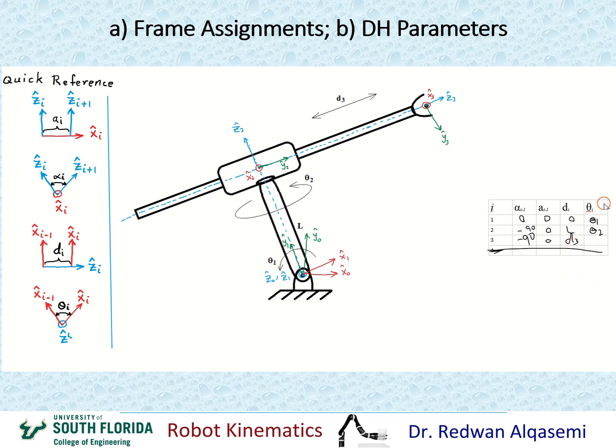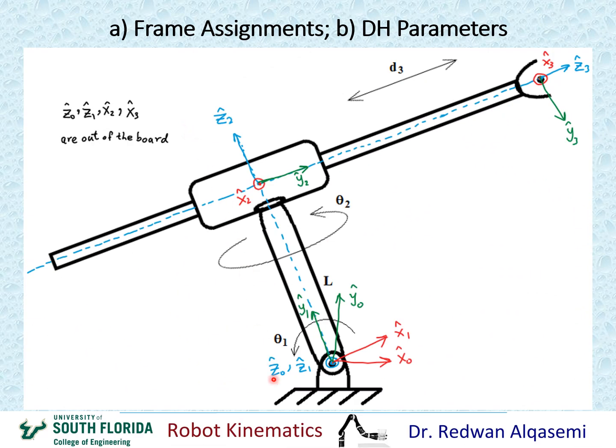And the last thing is theta 3. So I'm going to look at x2 and x3 about z3. So x2 is here out of the board and x3 is here out of the board. They're both the same direction and there's no revolute joint between them. So the angle between them is a constant, which is 0. Okay, and that completes our frame assignments, which is part A, and our DH parameters, which is part B.